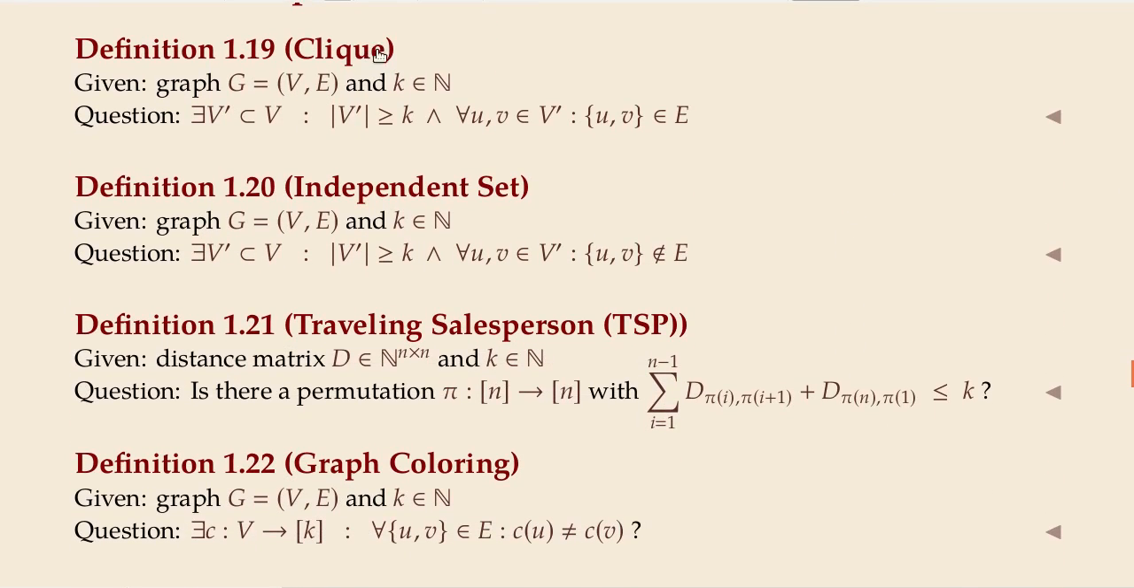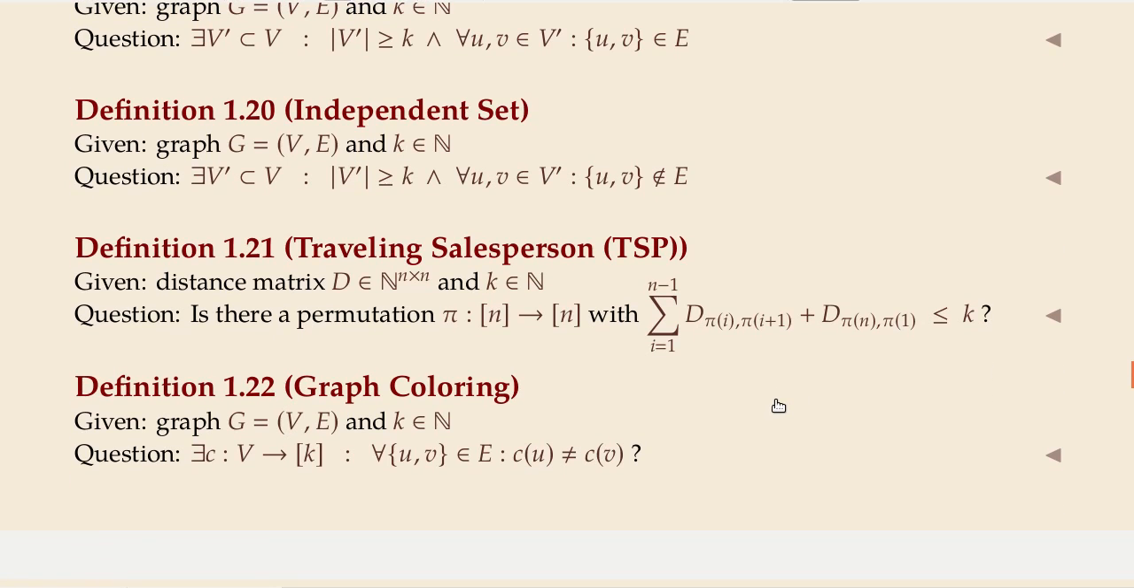You have clique. Is there a clique of size k? It's a subset of nodes so that all of those are connected by an edge. Or the complement in a sense, independent set. Are there at least k vertices so that there's no edges between any two of them?